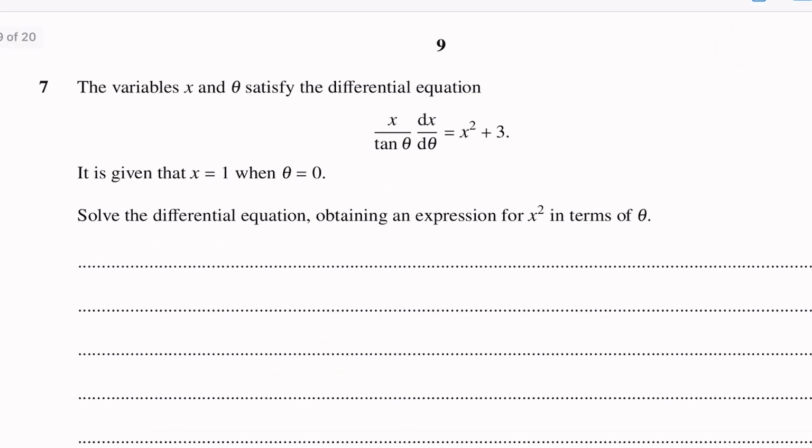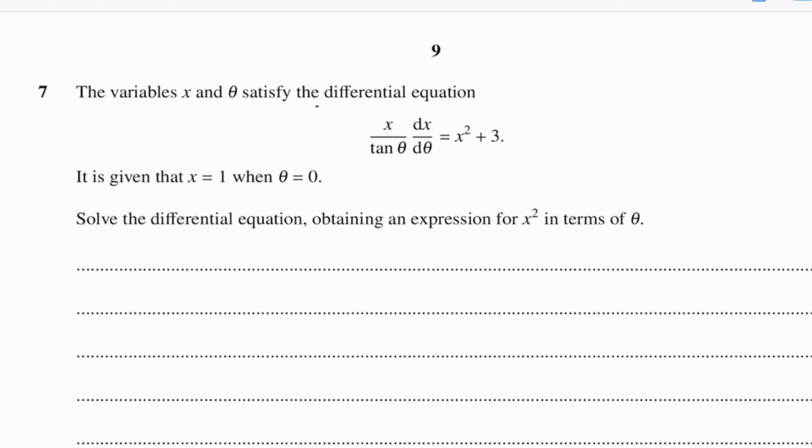So we've got question number 7 saying variables x and theta satisfy the differential equation, and he's given you the differential equation x over tangent theta times dx/d theta equals x squared plus 3. So he says given that x equals 1 when theta equals 0, so we've got a point. Solve the differential equation obtaining an expression for x squared in terms of theta.